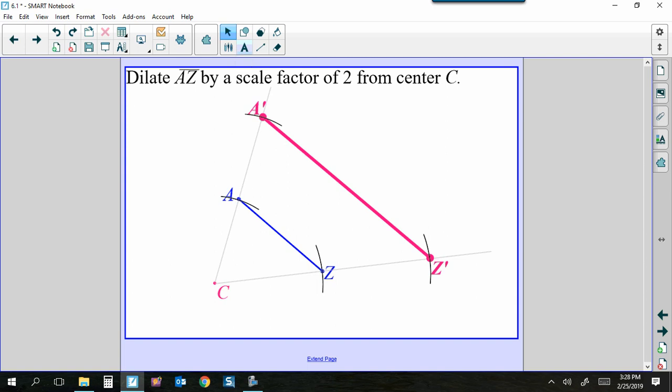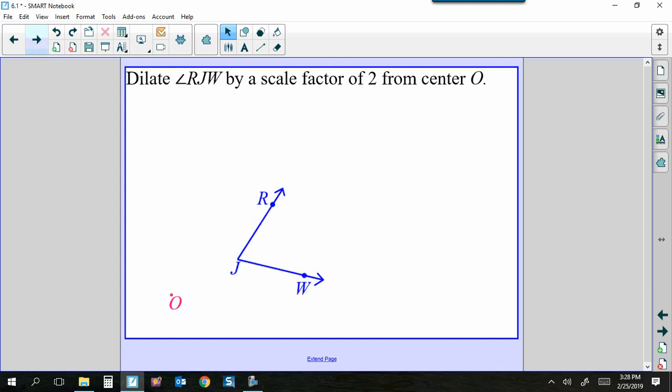Okay. We're going to do the same thing again, with an angle. So again, we know the length of A prime Z prime is doubled. We're going to go through the same exact process, but now you have 3 points that we are going to dilate. But wait a minute. Didn't we say that angle measure is preserved, so it won't change? We're going to test that theory out right now. Wouldn't it just be the same? It should be, if you do your construction correctly.